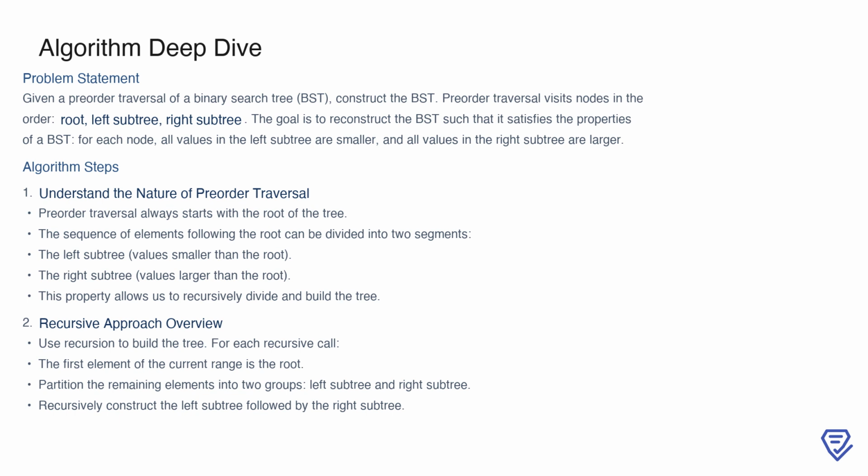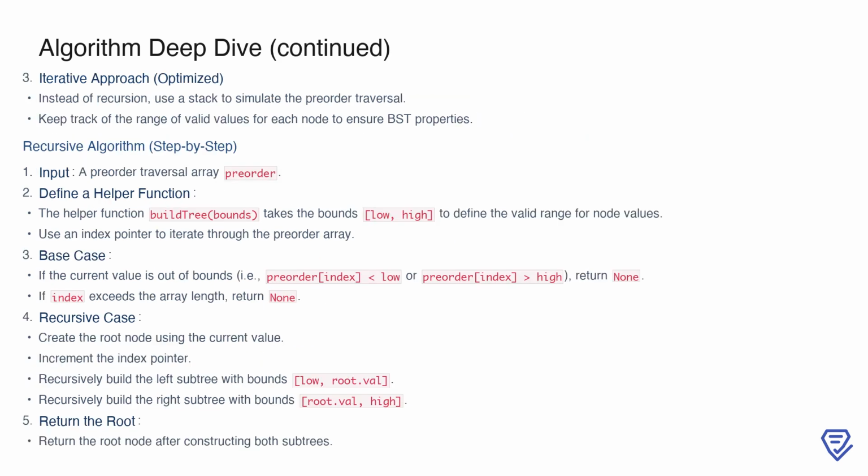The first step is to identify the root from the first element of the traversal. Then, we partition the remaining elements into two groups: those smaller than the root, which form the left subtree, and those larger than the root, which form the right subtree. By repeating this process recursively, we can build the entire tree step by step. An alternative to the recursive approach is an iterative solution that uses a stack. This method optimizes memory usage and avoids the overhead of recursive calls.